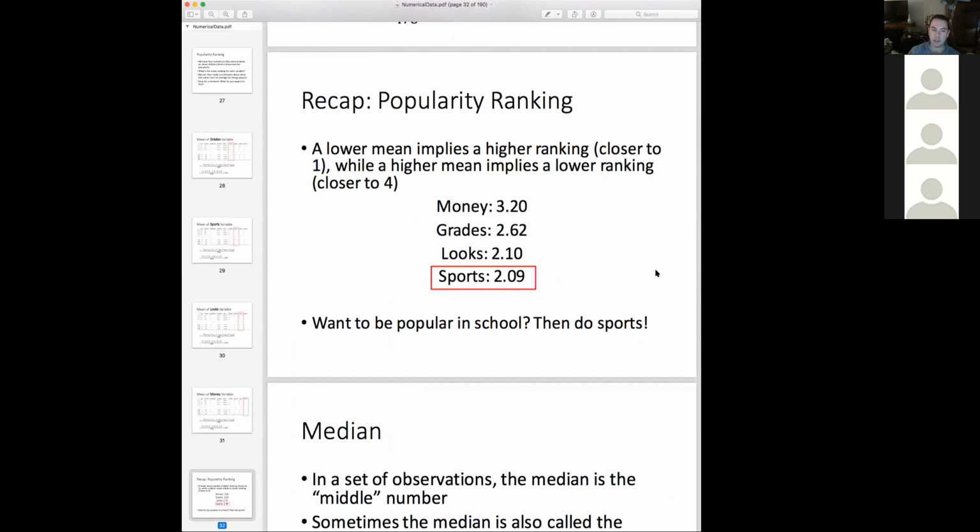In this case, with the data set that we're using, a lower mean implies a higher ranking. So just be mindful of that: the closer it is to 1, the higher it's ranked, and the higher the mean, the lower the ranking.